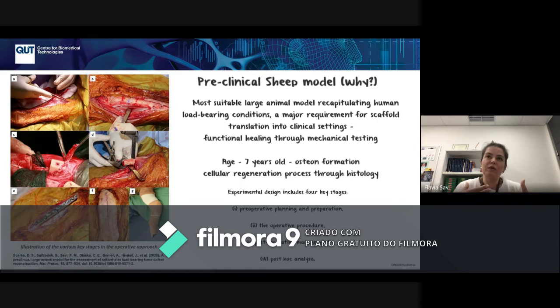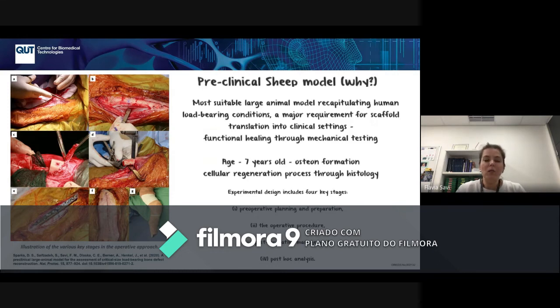And also the other very important point that we need to make here is that the sheep that we used for our research need to be 7 years old, because when they get to this age, they have osteon formation, which is the main structure that is going to be formed for bone. And it is the same structure that humans have. So you can follow the cellular regeneration process through histology, which would be very similar to humans.